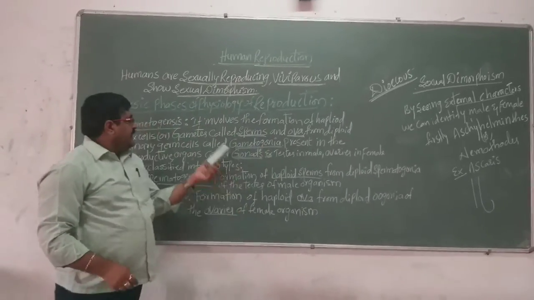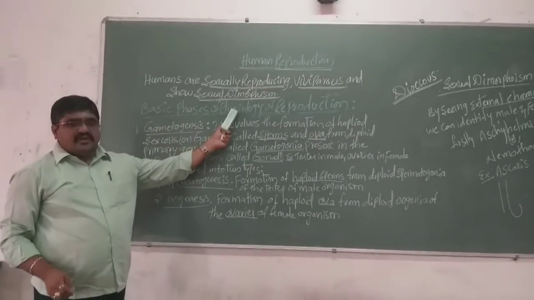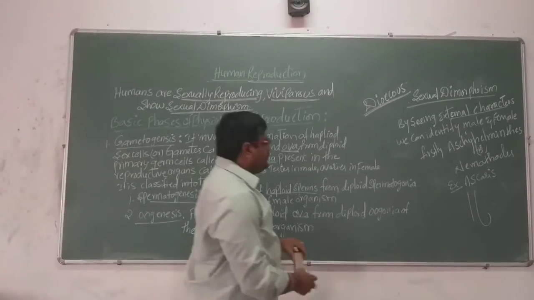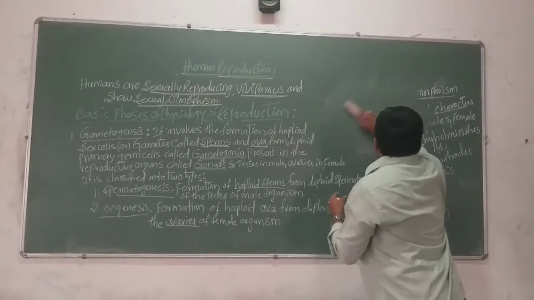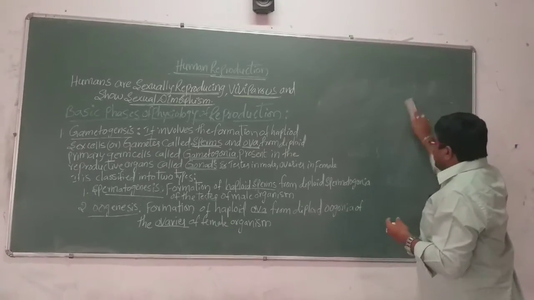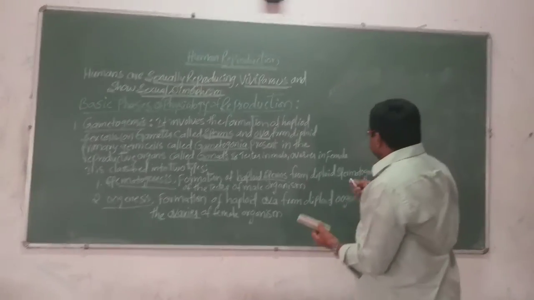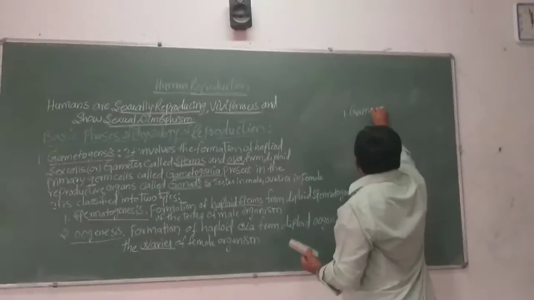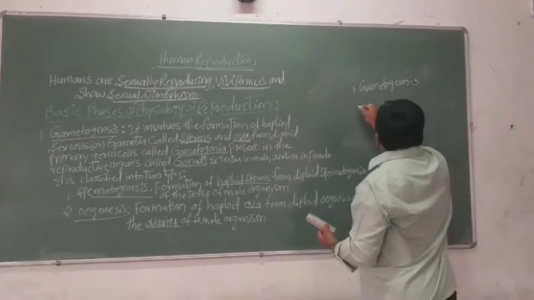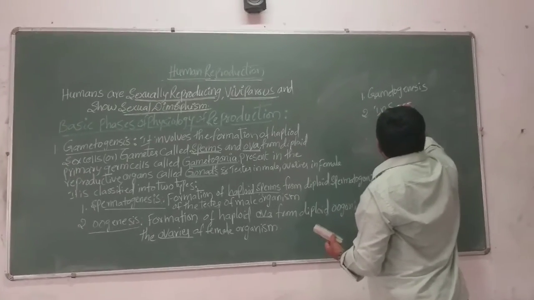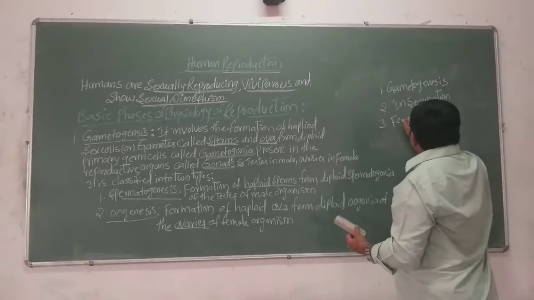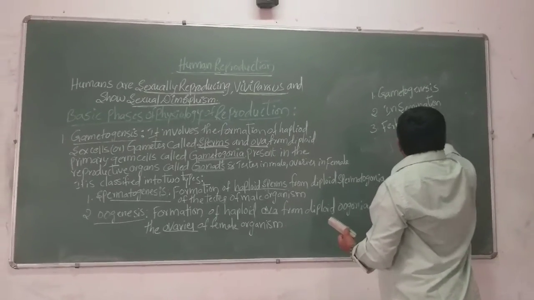Next, coming to the basic phases of the physiology of reproduction. There are different basic concepts, so we can call them the basic physiology of reproduction. The first one is gametogenesis. The second one is insemination. The third one is fertilization.